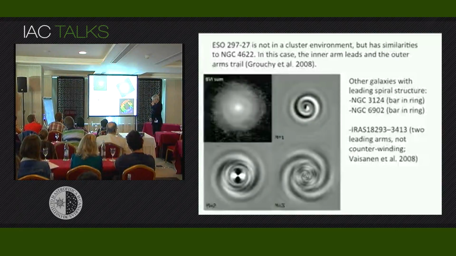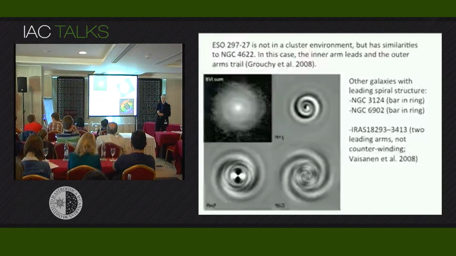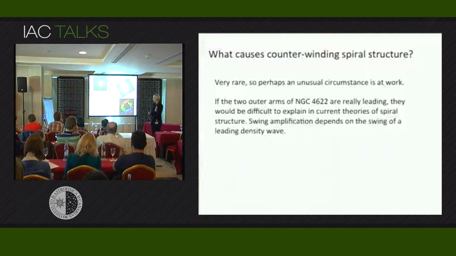And there are other examples. I've already shown NGC 3124, where you have a leading arm bar in the side of a ring. Another one is NGC 6902. And in a recent study, Vaisanen et al., 2008, found what they think are two leading arms, but not in a counter-winding spiral. They're most obvious in the counter-winding types. But spiral structure theory definitely favors trailing arms. They're the only types that are thought to be able to transport angular momentum outward to help maintain and generate the waves. So what causes it?